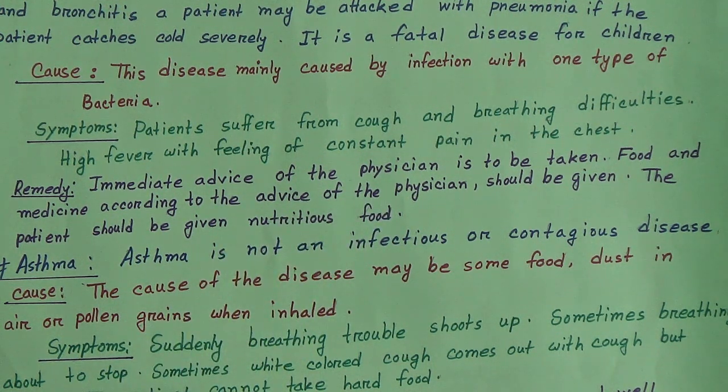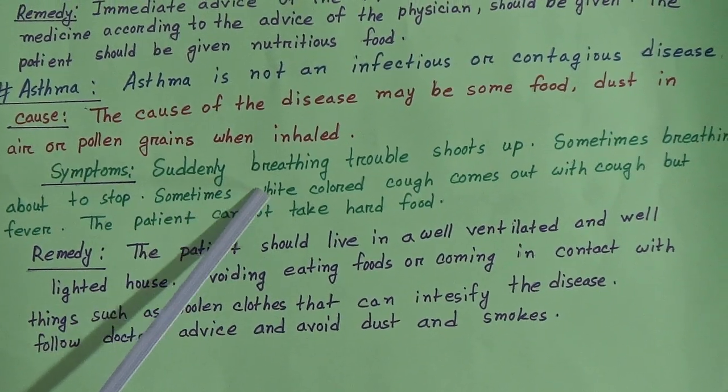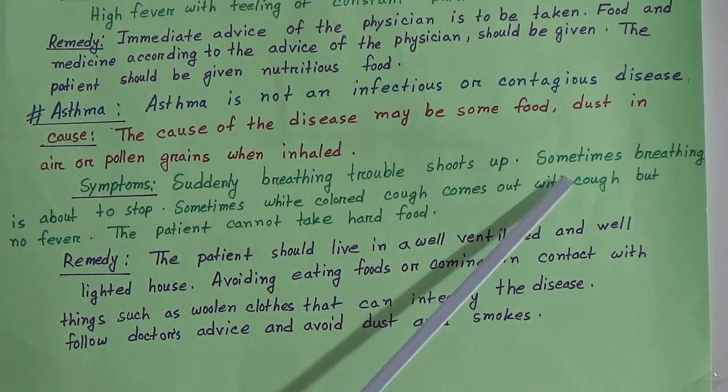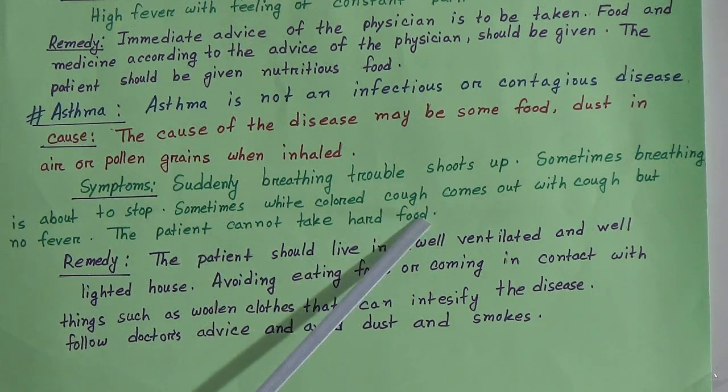The next one is asthma. Asthma is not an infectious or contagious disease. The cause of the disease may be some food, dust in the air or pollen grains when inhaled. Now symptoms. Suddenly breathing trouble shows up. Sometimes breathing is about to stop. Sometimes white colored phlegm comes out with cough but no fever. The patient cannot take hard food.